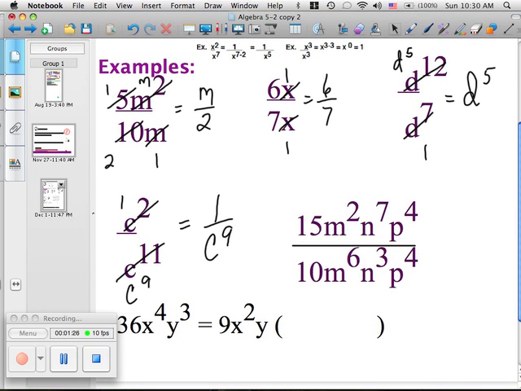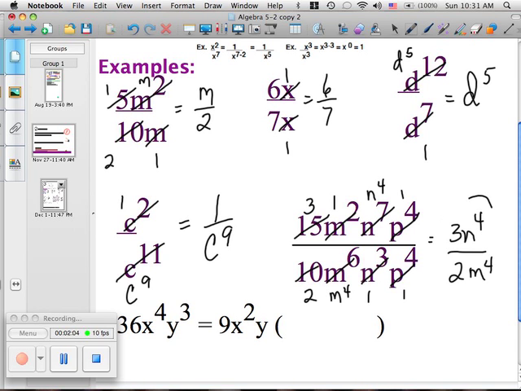In the fifth example, we have a division problem. Starting with the numbers first, 5 goes into 15 3 times and into 10 twice. We can cancel out 2 m's on top and 2 on the bottom, leaving m to the 6th. Cancel out 3 n's on the bottom and 3 on top, leaving n to the 4th. And the p to the 4th and the p to the 4th cancel out. So what we have left on top is 3 times 1 times n to the 4th times 1, or 3n to the 4th. And on the bottom, 2 times m to the 4th times the 1's. So we have 2m to the 4th on the bottom.